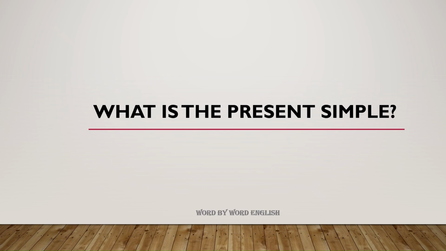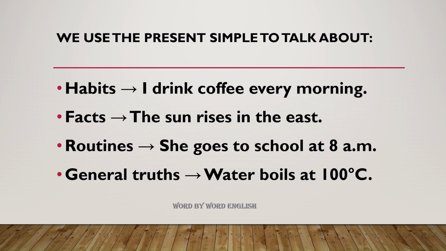What is present simple? We use the present simple to talk about habits. I drink coffee every morning. Facts. The sun rises in the east. Routines. She goes to school at 8 a.m. General truths. Water boils at 100 Celsius.